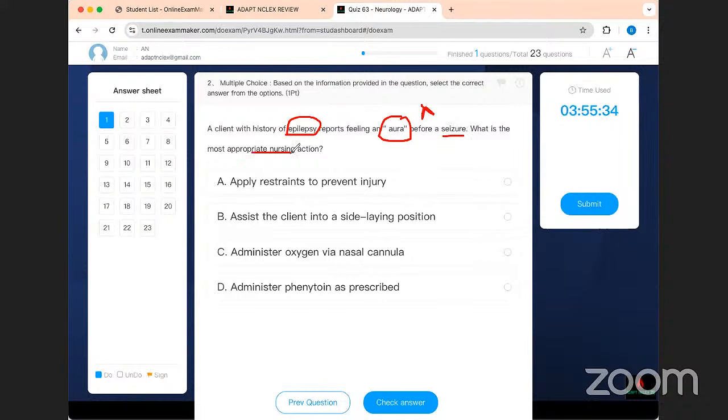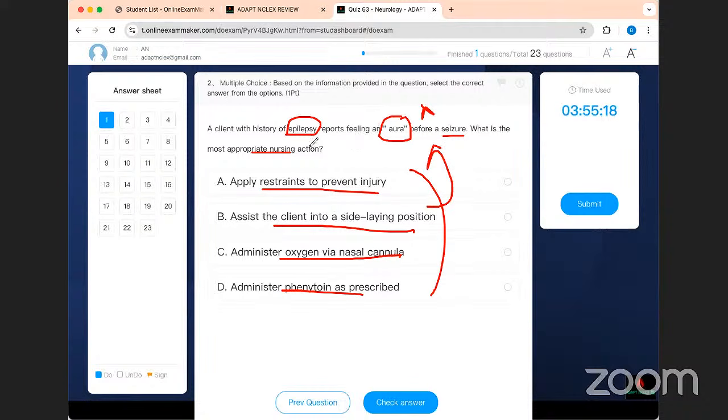What would you want to do? Do you have to apply restraint to prevent injury? You have to assist the client in the side-lying position. You give the patient oxygen, or you give them phenytoin. Think about it, right? Is content being used right there? And the buzzword in this question is not epilepsy, it's the aura, the feeling they get before they go into seizures.